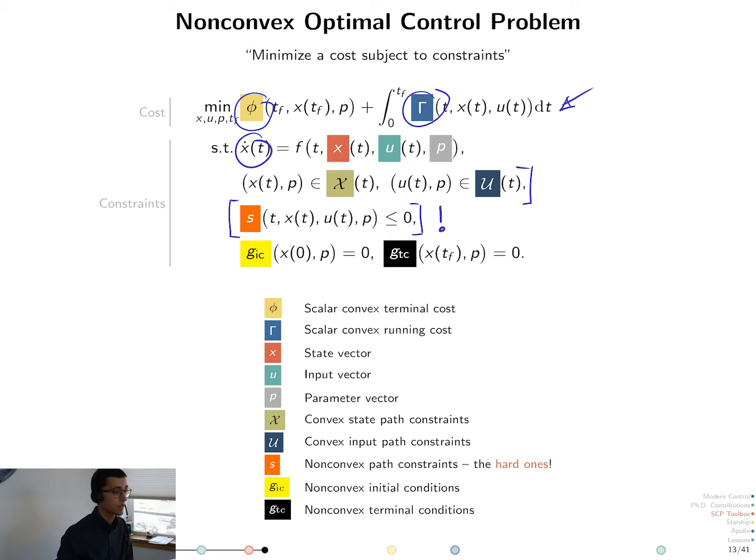Next, there are convex path and state path constraints on the state and the input variables. So these are things like thrust bounds. The state has to be, for instance, the velocity has to be no higher than a certain amount. So these are the convex pieces of the constraints. Then there are the non-convex constraints, which are captured by this S equation. And these are really the difficult ones. These are the non-convex constraints that are the name of the game for SCP methods. And finally, there are boundary conditions.